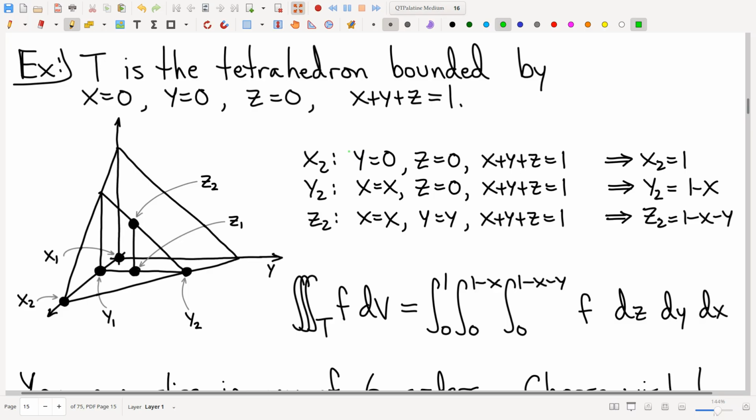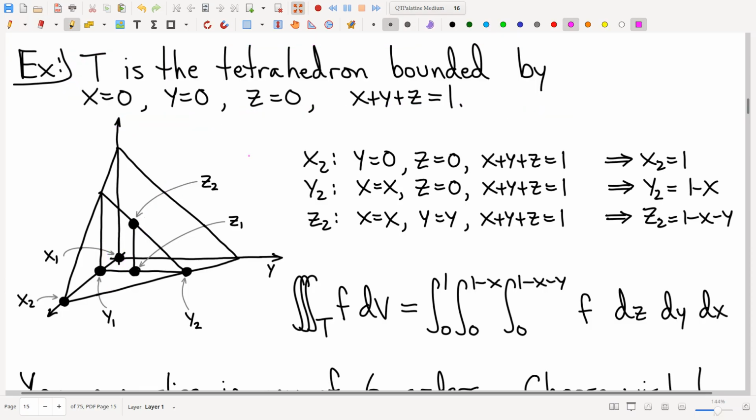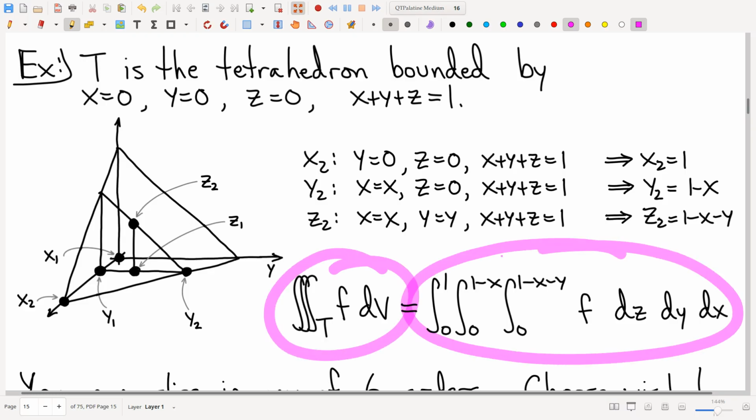Okay, so we have here a tetrahedron, like so. And let's see here. We want to rewrite a triple integral as an iterated integral. We've got to figure out what these bounds are. Where did the triple integral come from? Whatever, who cares? Let's suppose that there's some quantity we're interested in. That's the triple integral that represents it.